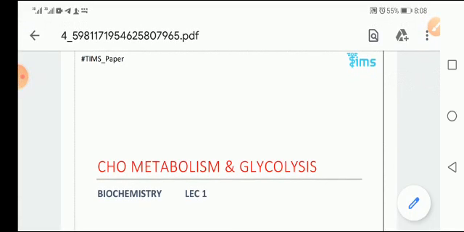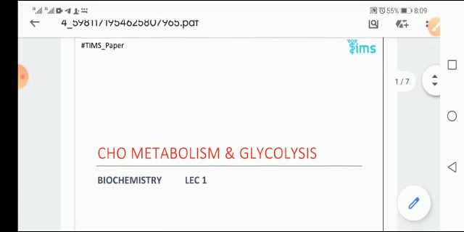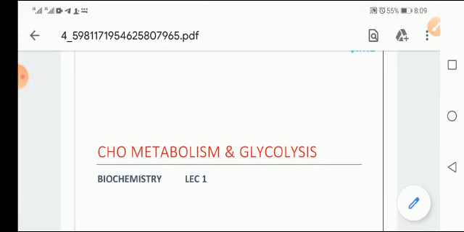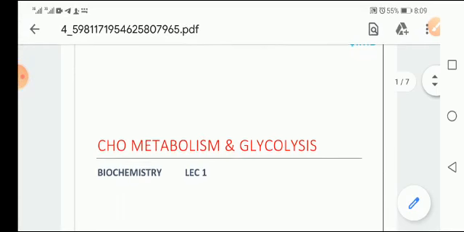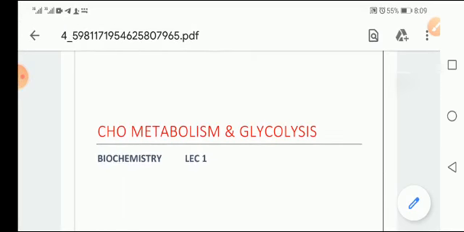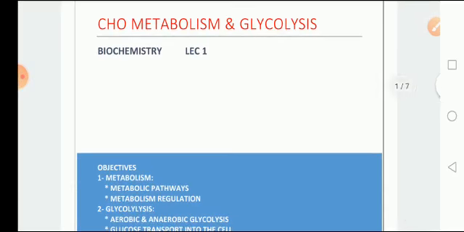Carbohydrate metabolism consists of glucose metabolism, glycogen metabolism, monosaccharides and disaccharides metabolism. The first topic is the glucose metabolism, which consists of subheadings, which are glycolysis, link reaction, TCA cycle, and so on. This lecture's topic is glycolysis. Now let's go through the lecture.